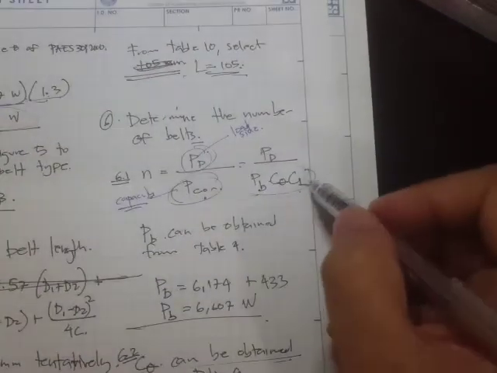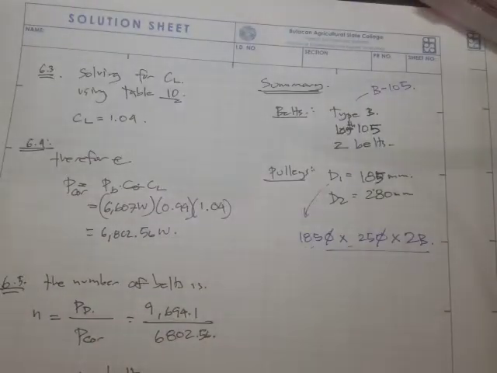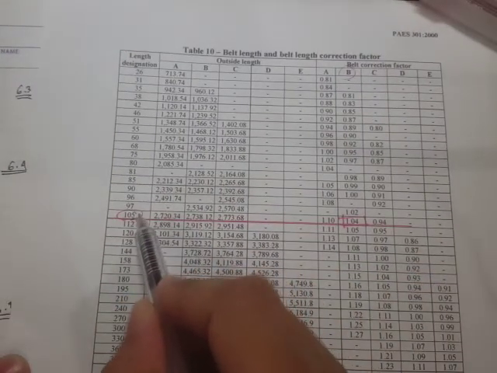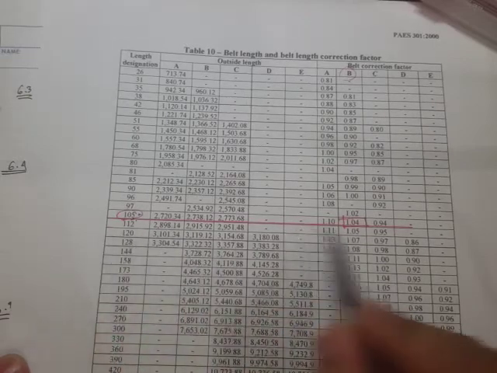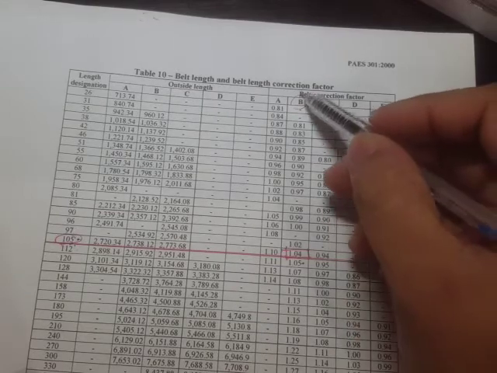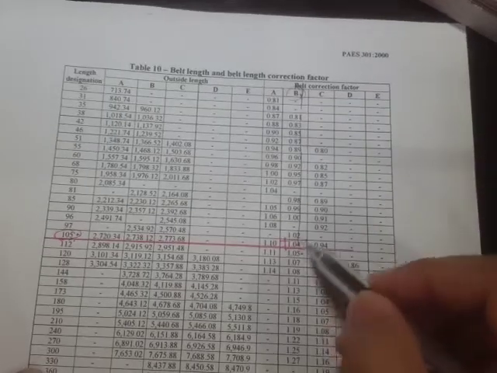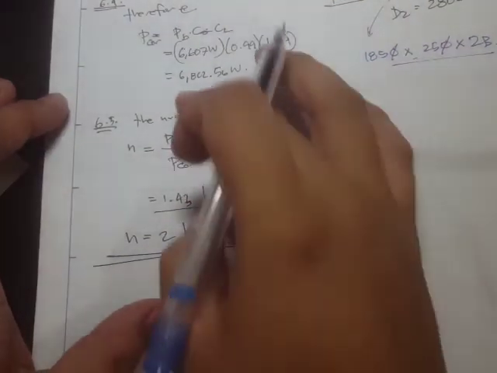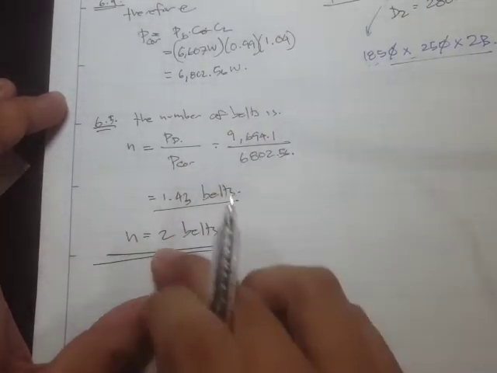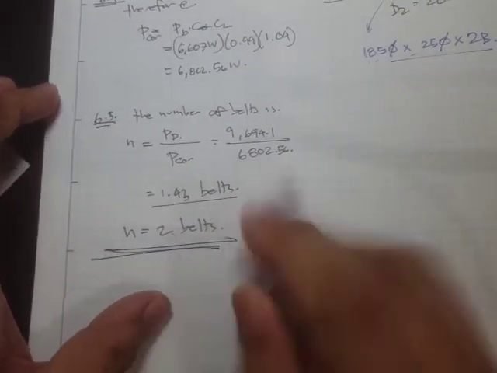And then the next step that we did is to solve for this C sub L correction factor for the length, and that one is obtained using table 10. So since we have the length designation already, then we just project a line, and of course since we solve for type B, then this will be the correction factor. Okay, so once we have all the values, then we just substitute, and then we solve for the number of belts, and we obtain 2 belts.